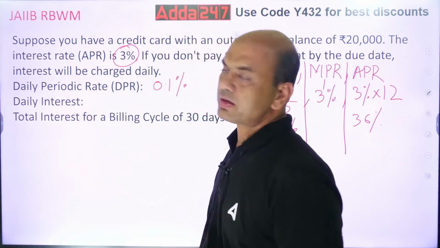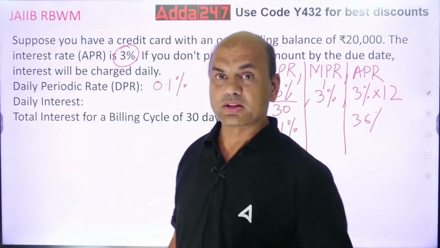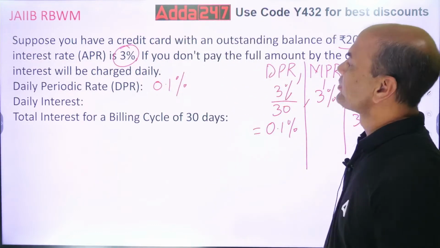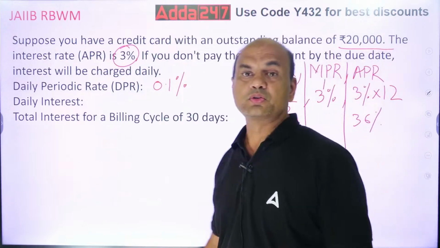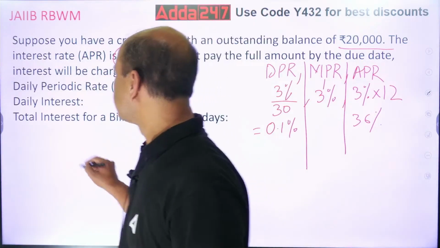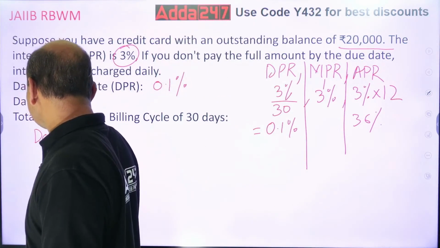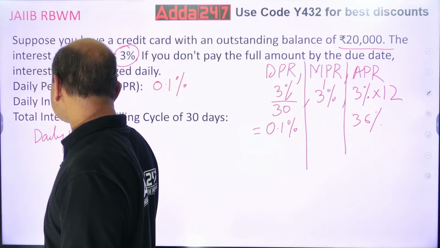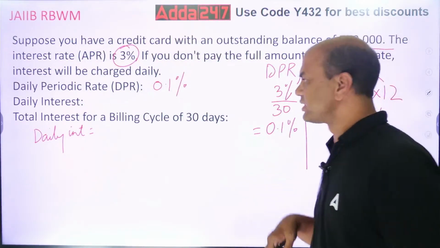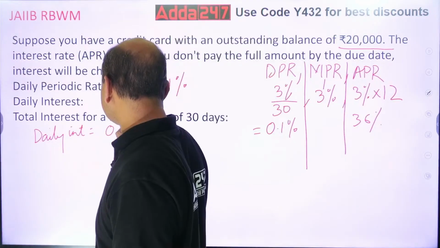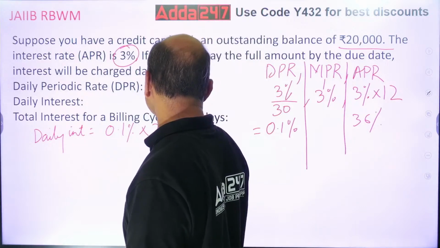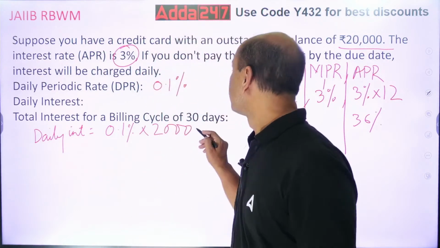What is the second question? Daily interest. What is my daily interest? What is the outstanding? Outstanding is 20,000. I want a daily interest now. So daily interest will be simple, PNR upon 100. So daily interest equals to, you have this rate 0.1%. So 0.1% multiplied by what is the amount? 20,000. PNR upon 100. P is 20,000.